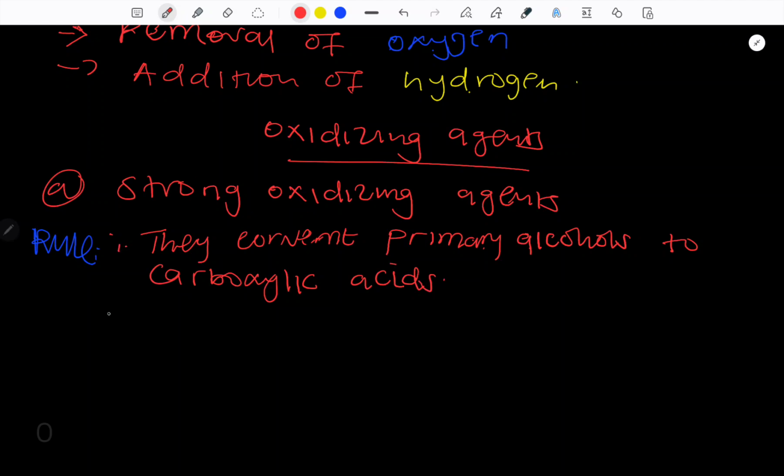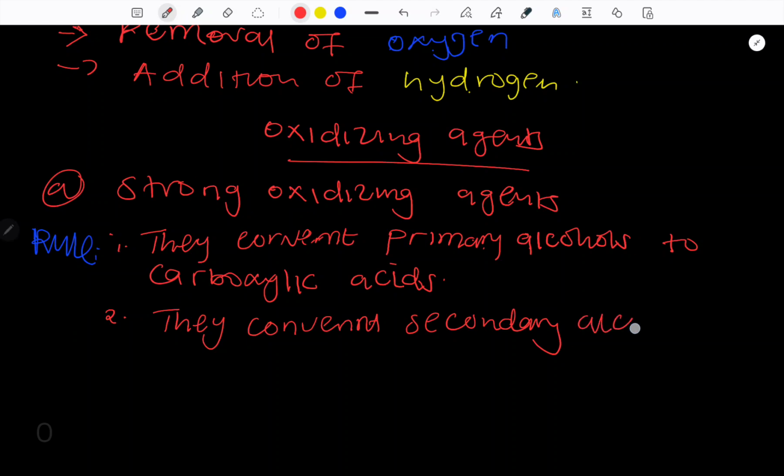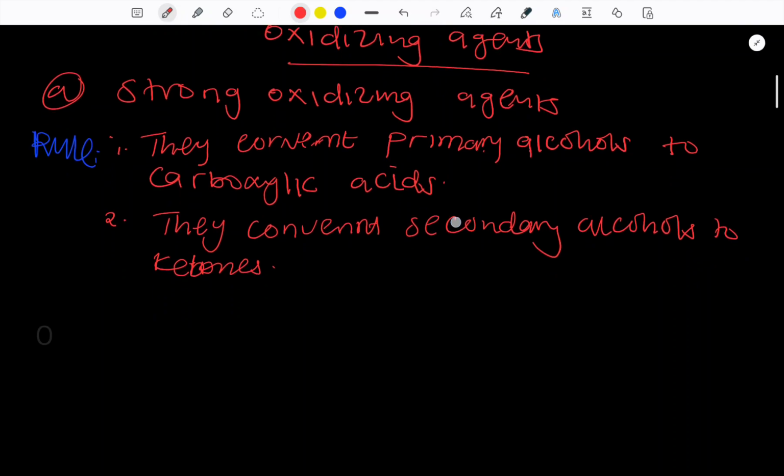This is number one. Number two, they also convert secondary alcohols to ketones. But now we don't know these strong oxidizing agents. So now let us list them.